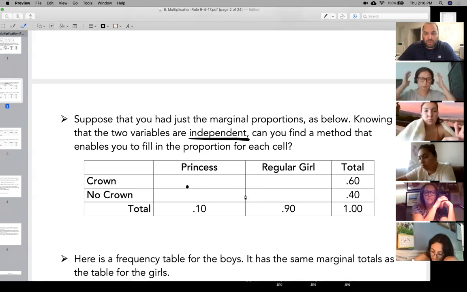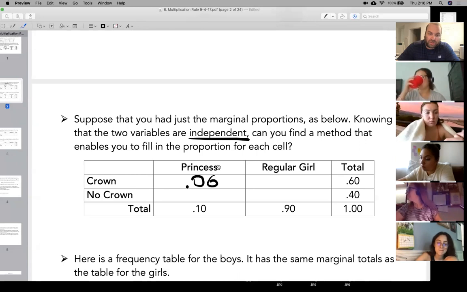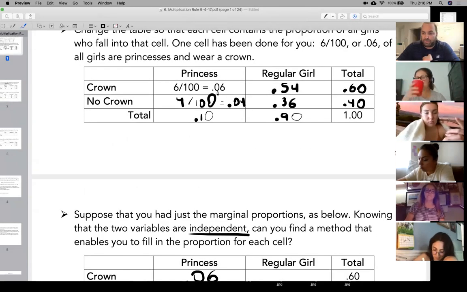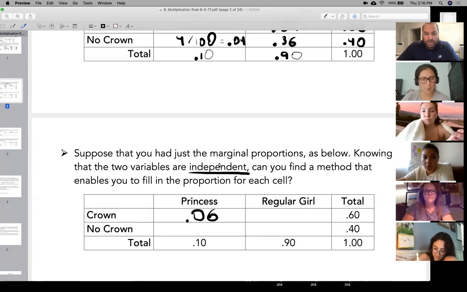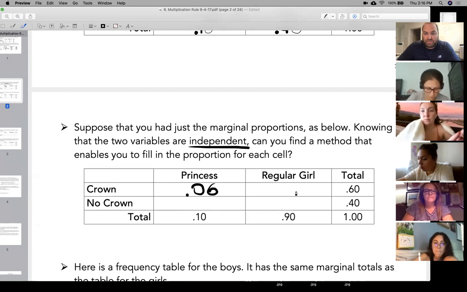0.6 times 0.1 is 0.06. Your calculator should provide the number that we had up here, right? Yes. Okay. How about this one over here? Can we think of a consistent way to figure out what this one is?